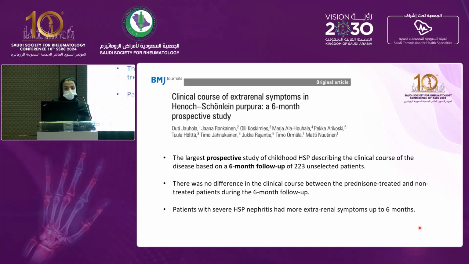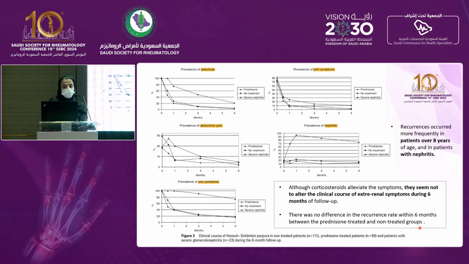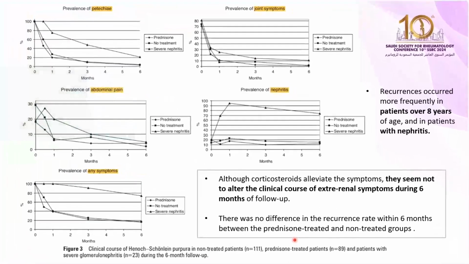This is another study, clinical course of extrarenal symptoms in HSP, which was a prospective study published in the BMJ journal. In this study, they found that the steroid helped to alleviate the symptoms. However, it did not change the clinical course of the disease, and there was no difference in the recurrence rate between patients who received the steroid and patients who received the placebo.